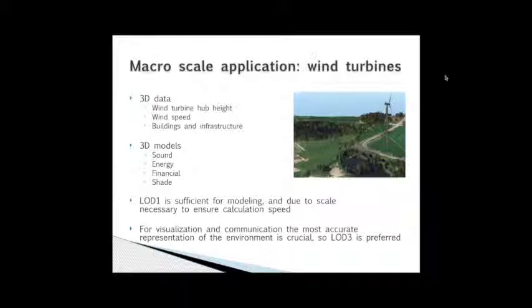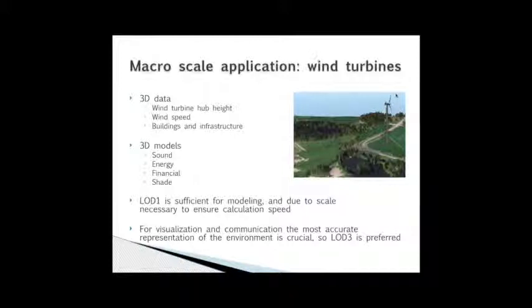And then on the macro scale, Rob also already slightly mentioned the wind turbines. For the wind turbines, we have a lot of 3D data inputs. We need to know the wind turbine hub height, the wind speed at different heights depending on the hub height, and also the buildings and infrastructure that are around the wind turbines to accurately model, for instance, sound pollution or shade pollution, the energy potential, and the financial consequences. So when you look at wind modeling, you don't only need the building information, but you need a lot of 3D data and also many 3D models. In this case, for the modeling, LOD1 is quite sufficient because of the scale you work with, and also, again, to ensure calculation speed. However, to model with LOD3 is not very useful with wind turbines.